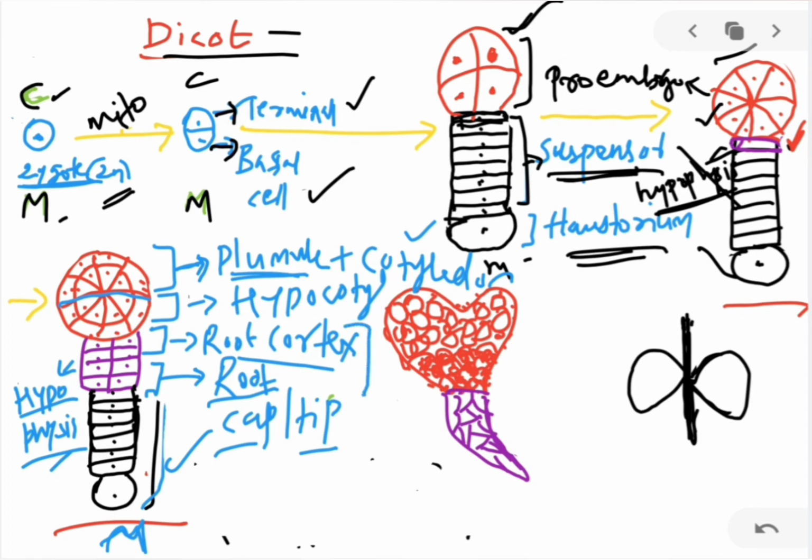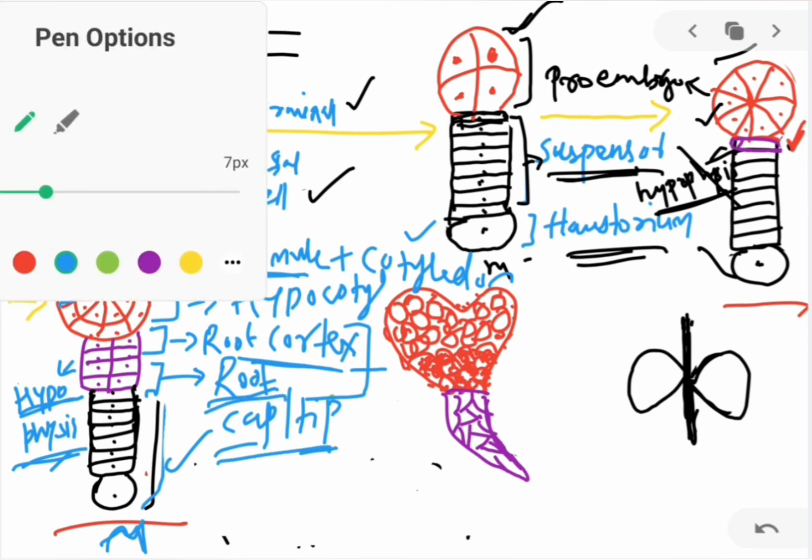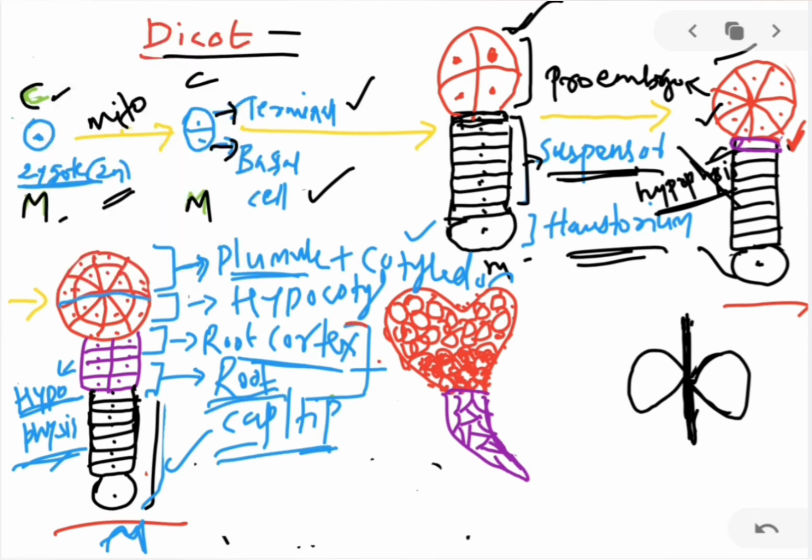What can you conclude from this one? Hypophysis: half of the hypophysis is going to become root cortex, and the remaining is going to become root cap. As a result, we can say this hypophysis is the future radicle. What is radicle? The future root. That means this much area is going to become the root in future.